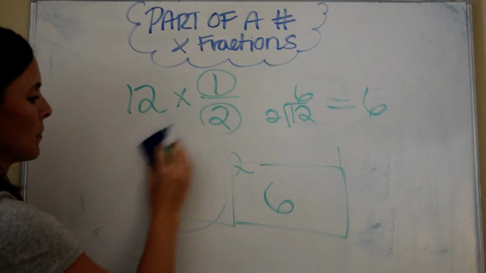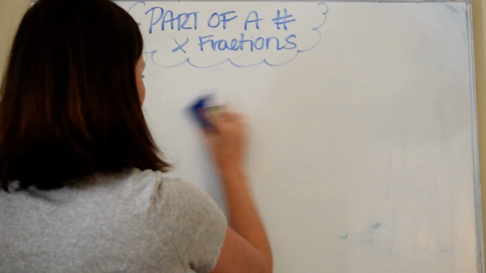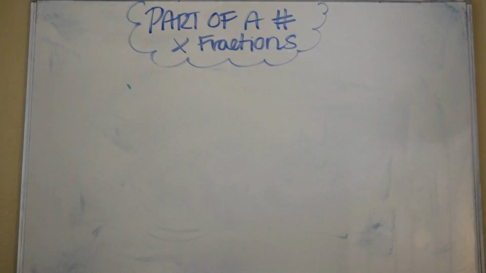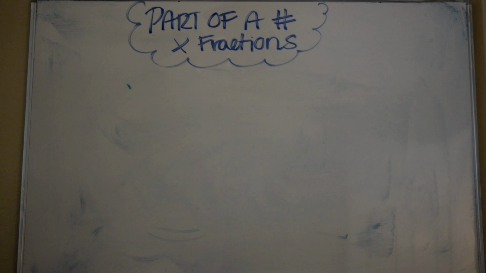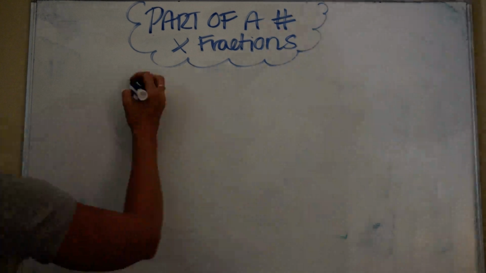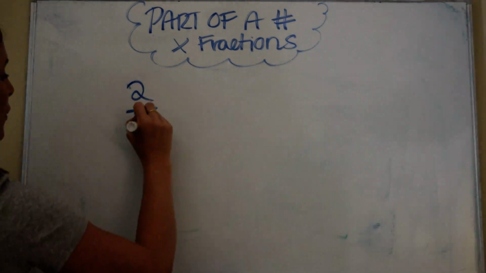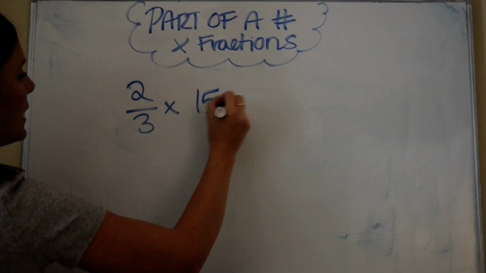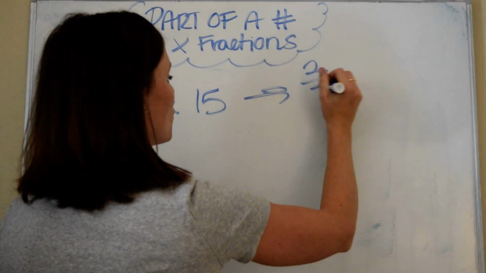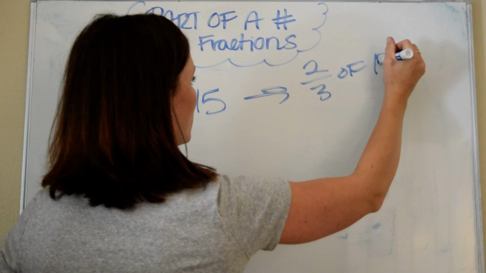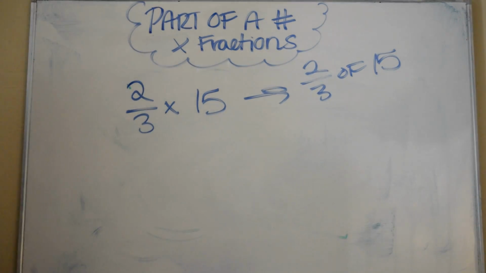Let's do another one. Let's say I have 2/3 of 15. So what if I had 2/3 times 15? Now your book might write it like this, 2/3 of 15. That's the same thing as multiplication, okay?